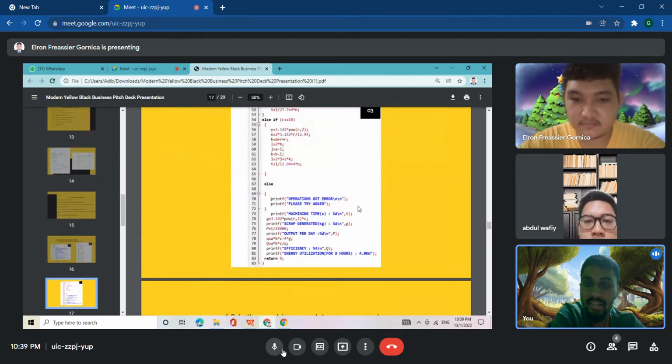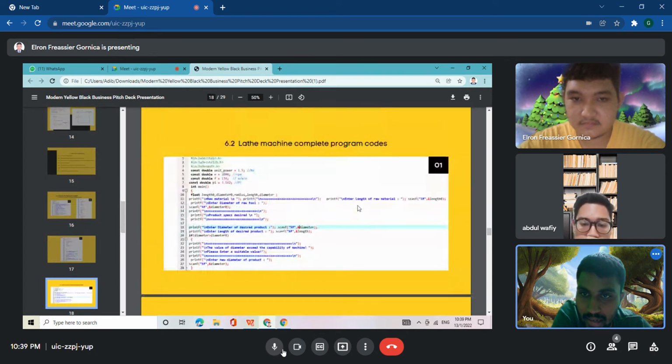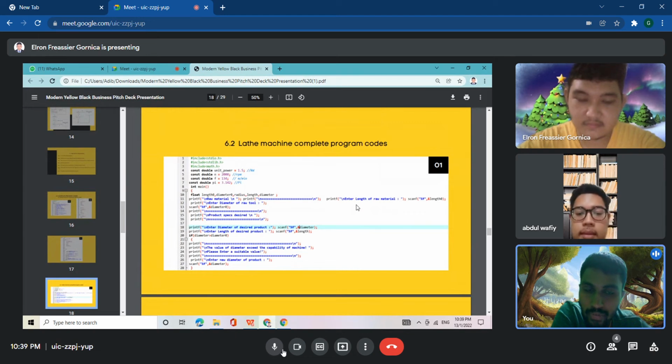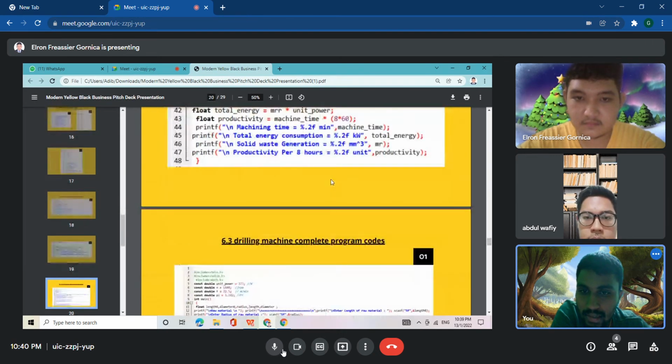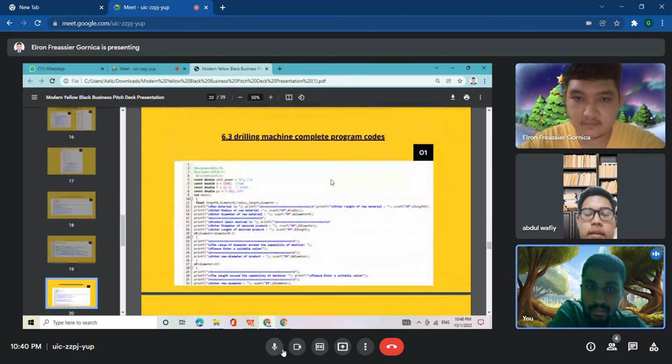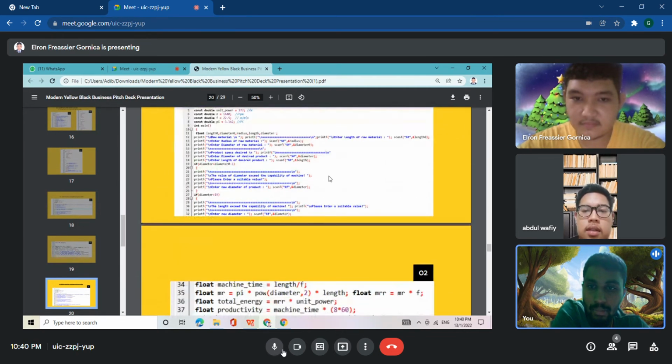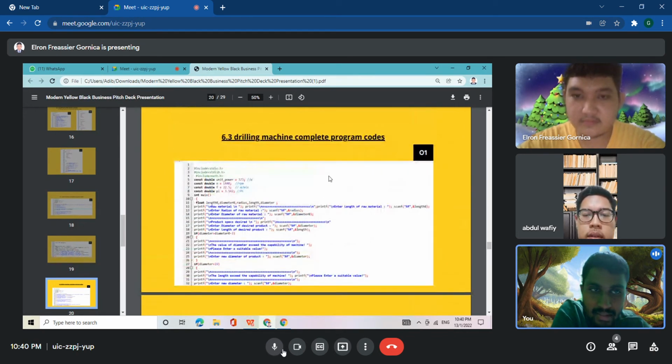Next, we see the lathe machine complete programming codes. Here we have two figures, with step 1 until step 8 for the lathe machine. Before this I presented. Next, we see the drilling machine. For the drilling machine we also have two figures and 7 steps, as I presented before for completing the programming.